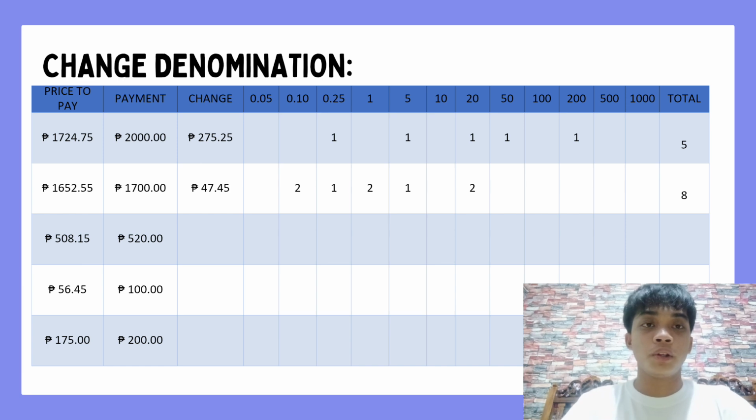So there's only 0.45. 0.25 fits in 0.45, and we subtract 0.25 from 0.45, and there's only 0.20. 0.10 fits in 0.20, and 2 of 0.10 fit in 0.20. So we subtract again the 0.20 from 0.20, and therefore there are 8 combinations to complete the exact amount of change.